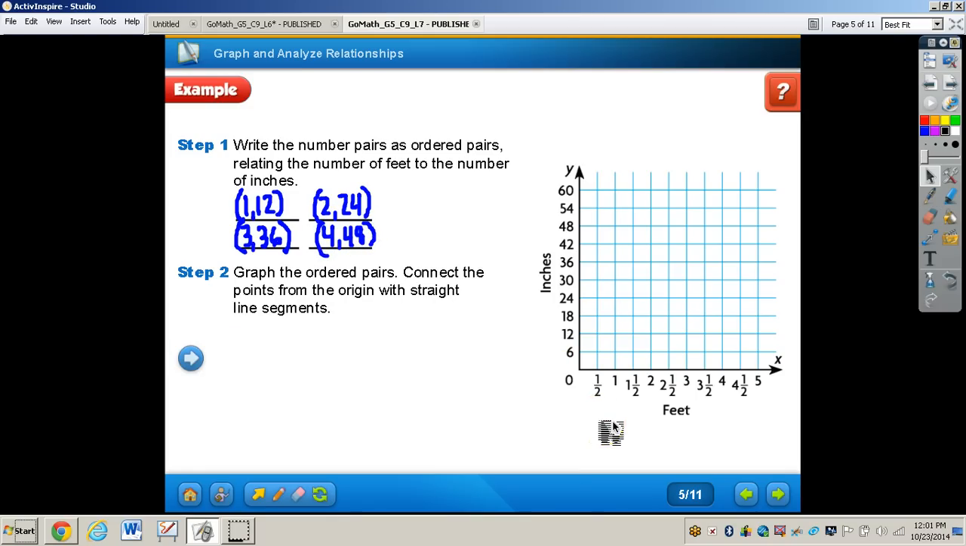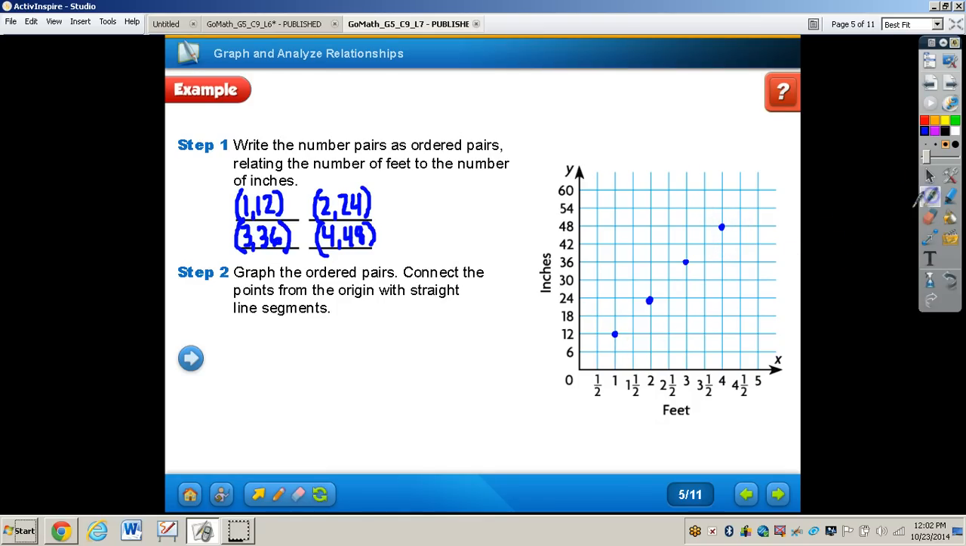Now what we want to do for step 2 is graph the ordered pairs and connect the points from the origin, which is 0, with straight line segments. So we do this. First of all, 1, 12. We go over 1 foot and go up 12 inches. 2 and 24: go over 2 feet, go up 24 inches on the Y. 3 feet, go over 3 on the X, and make sure we're up 36 inches on the Y. And 4 feet, go over 4 and make sure you're in line with the 48 on the Y.